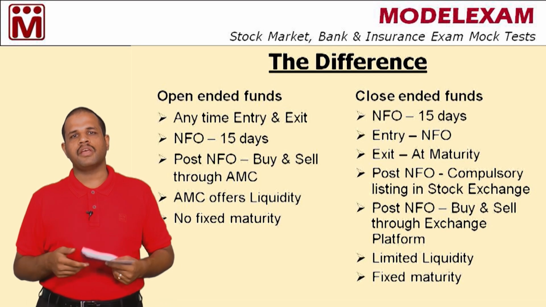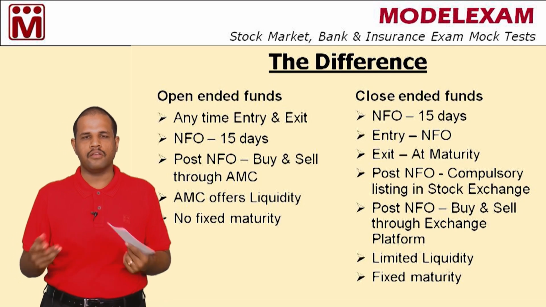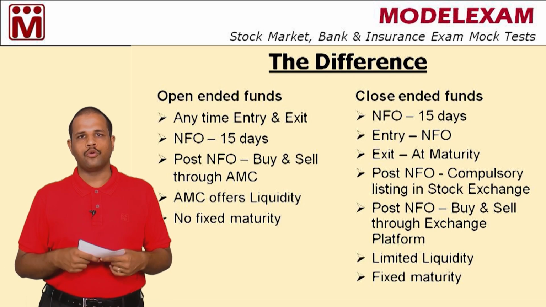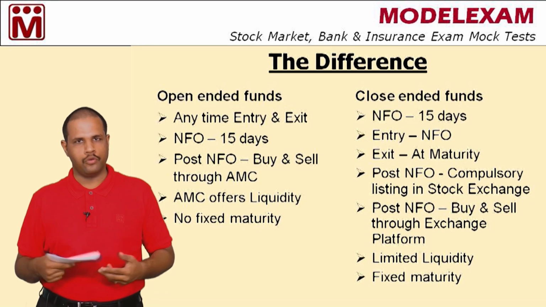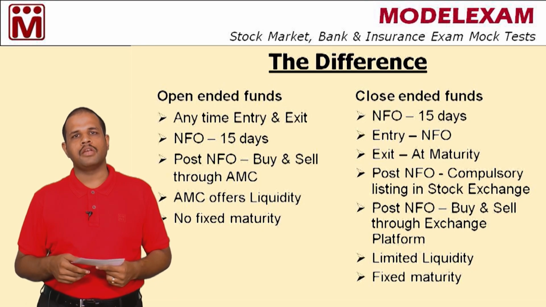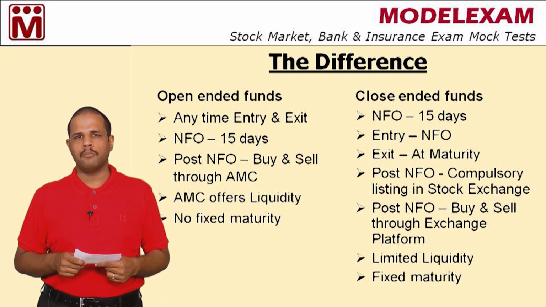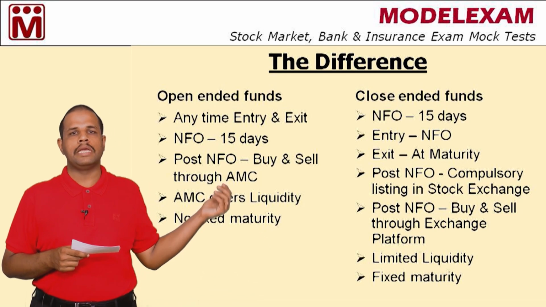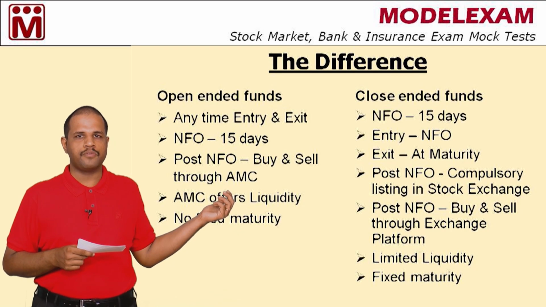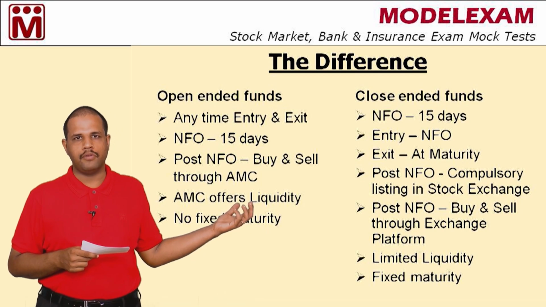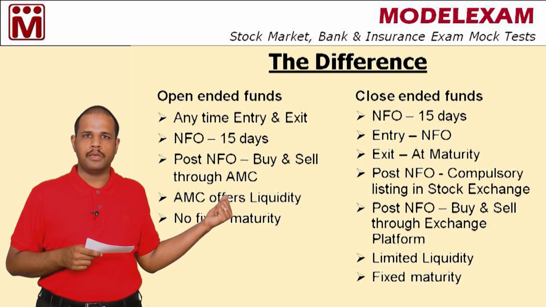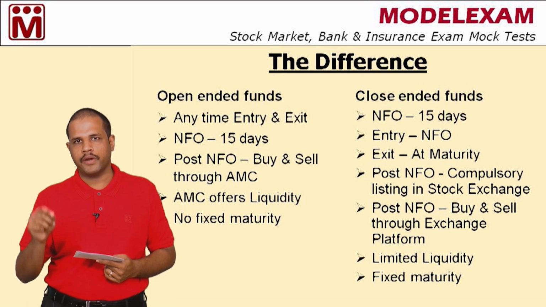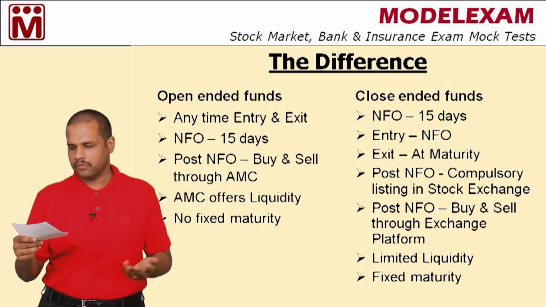So, liquidity becomes an issue in case of closed-end funds. If no investor is willing to buy, then you cannot sell your units. Liquidity is a main concern. Whereas, in case of open-end funds, you do not have to worry about the liquidity part because AMC will take care of that. AMC will buy back units from you. AMC provides a redemption facility. Here, a redemption facility is not provided by AMC. So, that is the main difference.